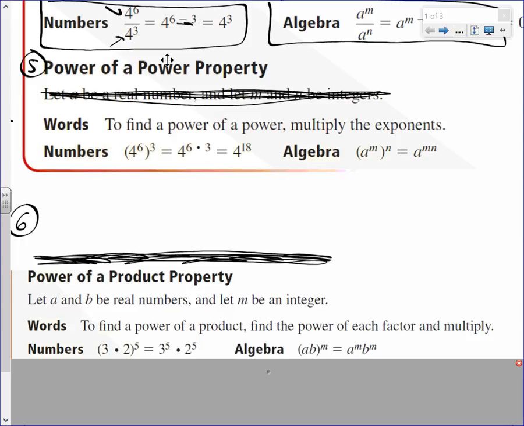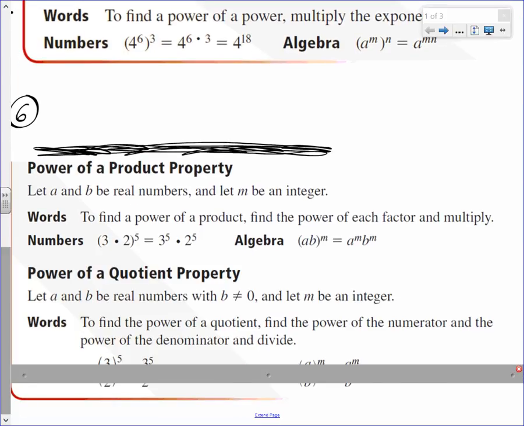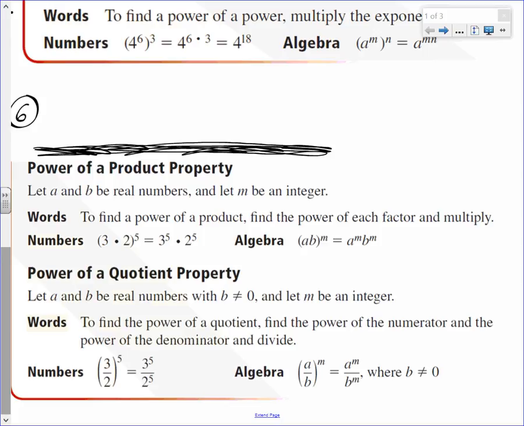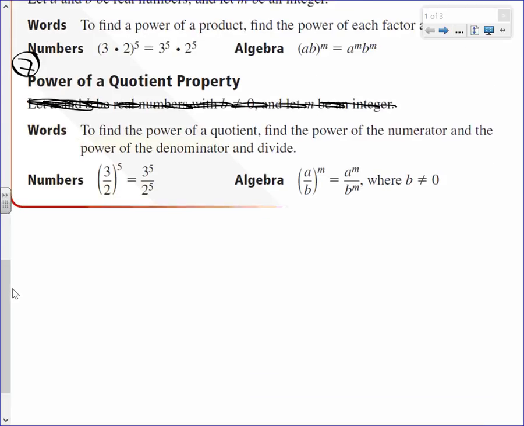Last but definitely not least, the last rule of exponents for summer school. Rule 7. Power of a quotient. Again, ignore this part. So you have things being divided in parentheses. You can take every item to the exponent outside. It's all the same.